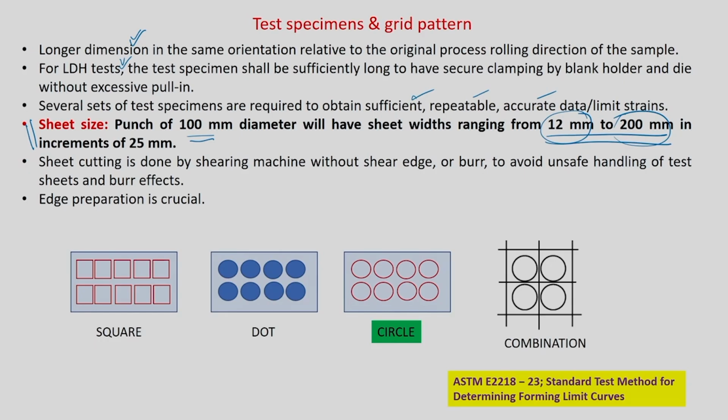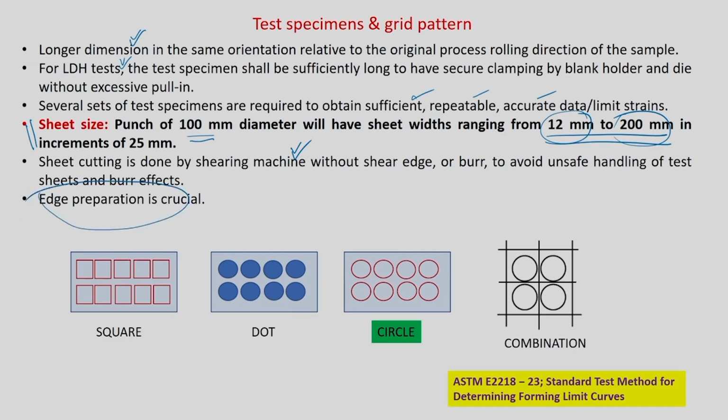So you have to cut the sheet before the test. You have to cut the sheet by shearing machine without any burr. Edge effect is going to be important. Otherwise, it may fail in the gripping region itself. You have to be a little bit careful, and any unsafe handling is also prevented if you use a proper shearing machine, and you may have to polish it at the edge before deforming it. So edge preparation is actually very, very crucial.